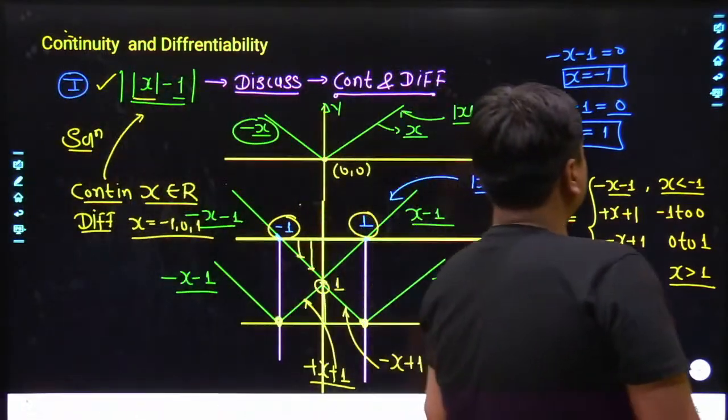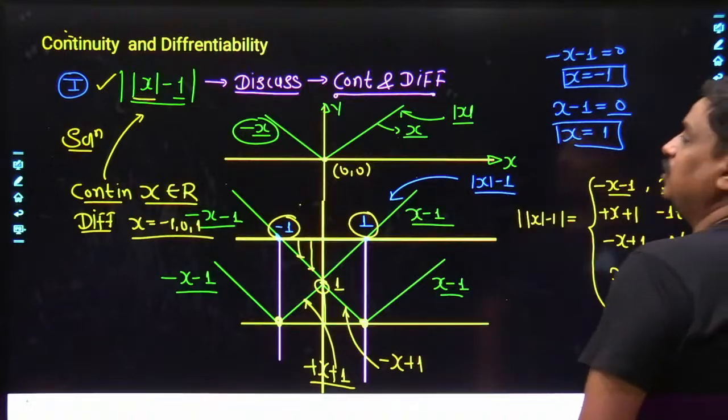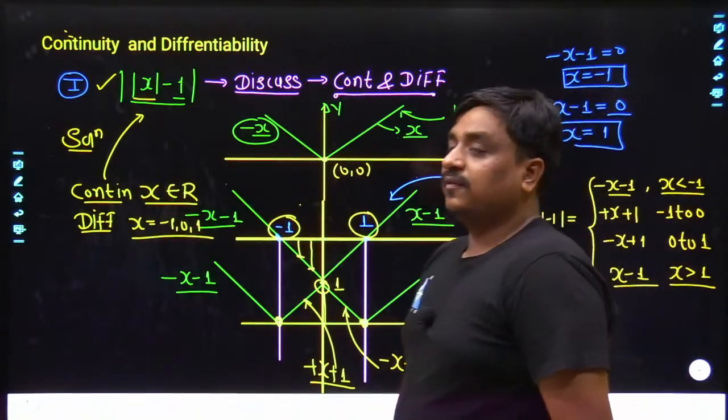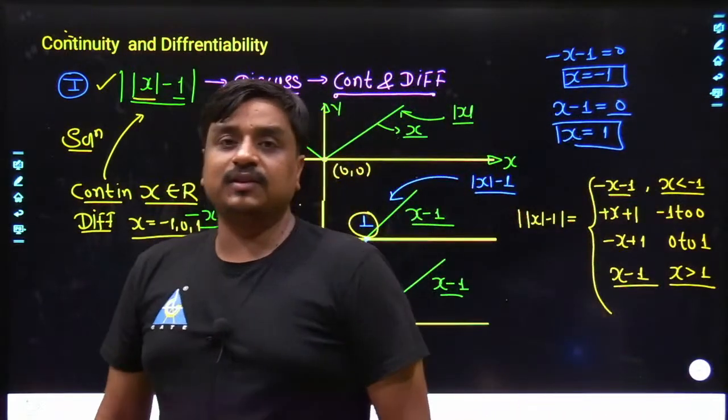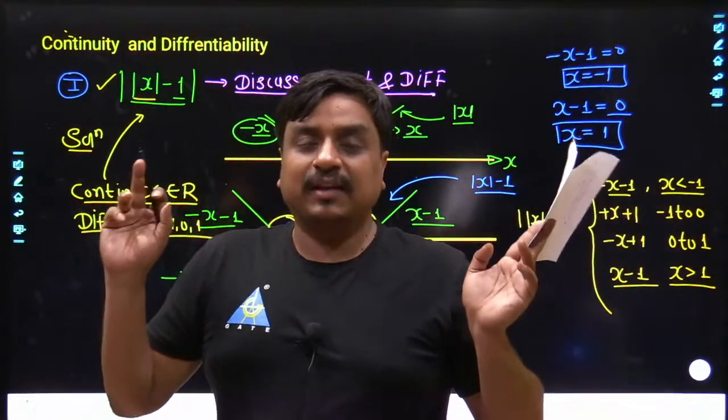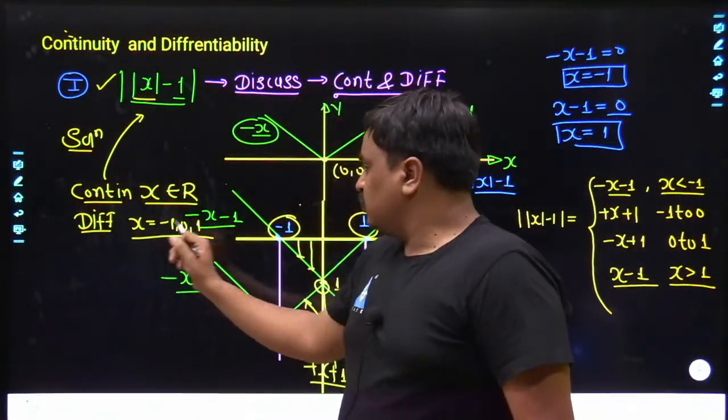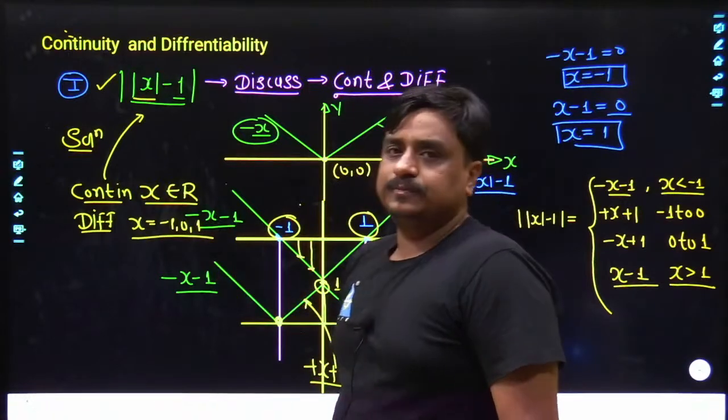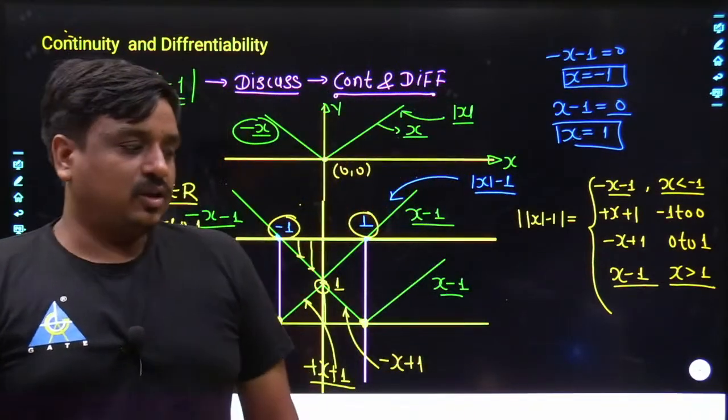So what would be the best answer? The function would remain continuous throughout the span of x, whereas the function would remain differentiable throughout the span of x except x equals minus 1, 0 and plus 1.